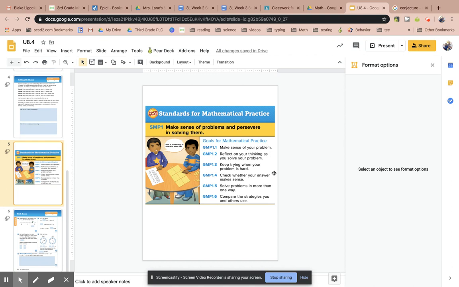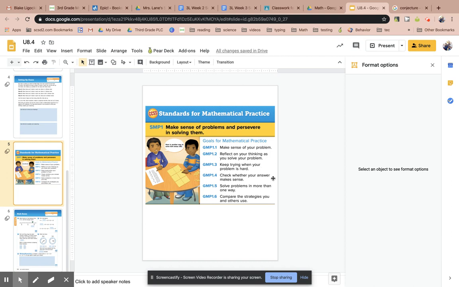Okay, so it talks about goals for mathematical practices, making sense of your problem, reflecting on your thinking as you solve your problem. So say, does this make sense? What am I doing right? Is my thinking right? Keep trying when the problem's hard. Just because it's hard doesn't mean that you can't do it. You are very capable of doing hard things. So just keep working at it.